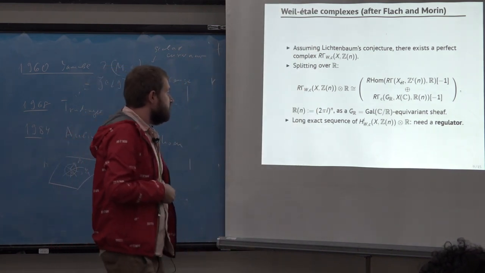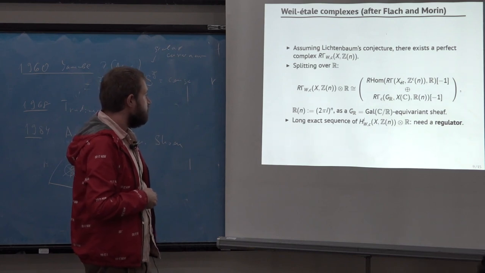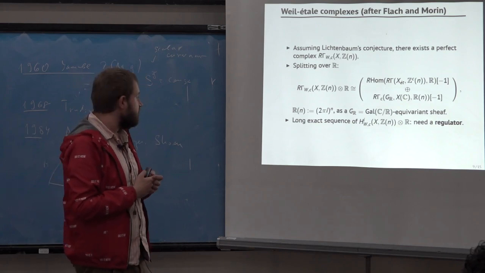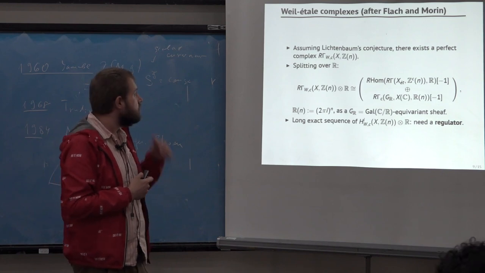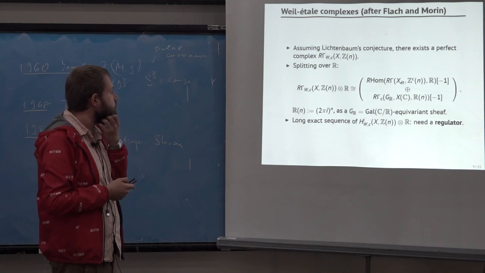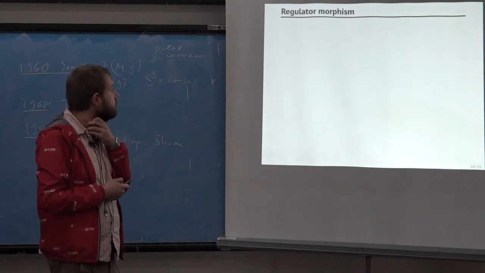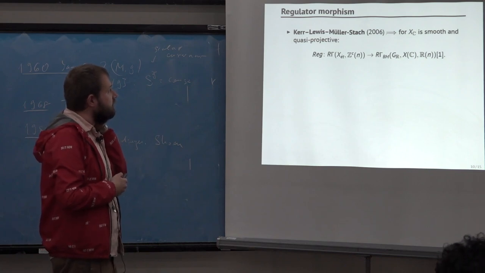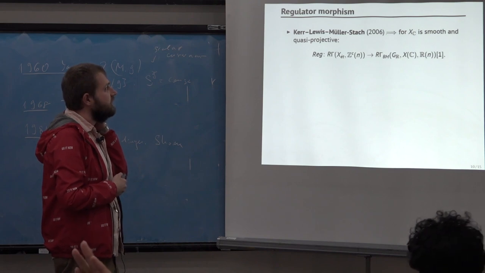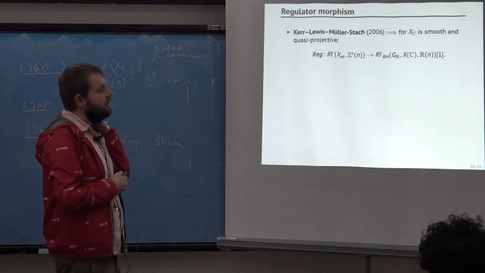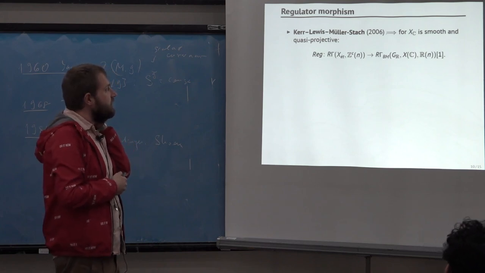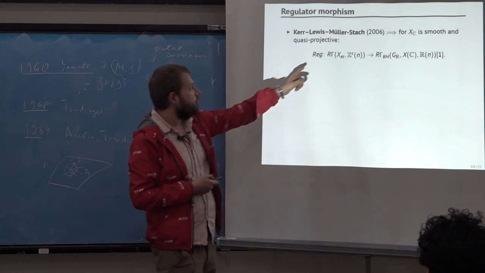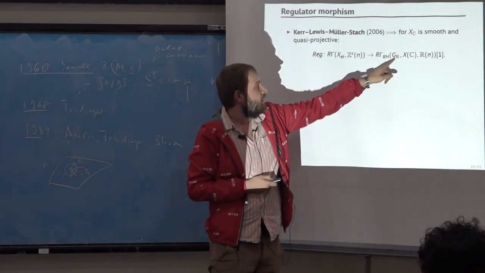So, as I mentioned, in the formalism of Lichtenbaum, we need a long exact sequence of these cohomology groups after we tensor with R. And to get this long exact sequence, we need a regulator. So I'm going to briefly explain what kind of regulators we use. There are many constructions of regulators, and one of the recent works is by Kerr, Lewis, and Müller-Stach. If the complex fiber of X is smooth and quasi-projective, they define a morphism of complexes, which in our situation boils down to this. It goes from the motivic cohomology to Borel-Moore homology, equivariant Borel-Moore homology.